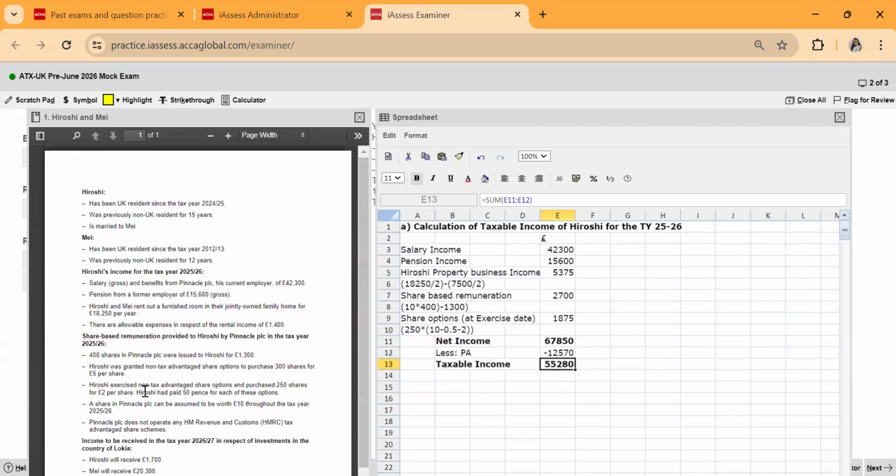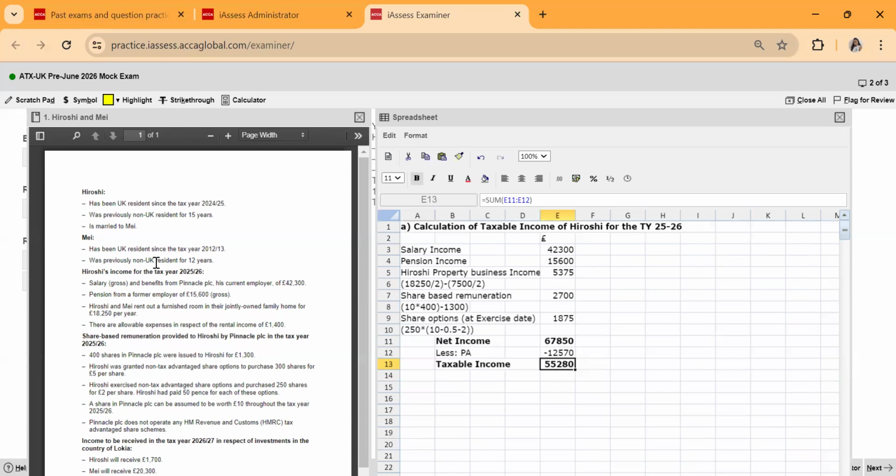What about May? May has been resident since tax year 12-13, and was previously resident for the last 12 years. So can May make a FIG claim? No, because only the first 4 tax years since May became resident would be 12-13, 13-14, 14-15, and 15-16, which is long back over. So May cannot apply for a FIG claim in the tax year 26-27. Clear? This much we have done.